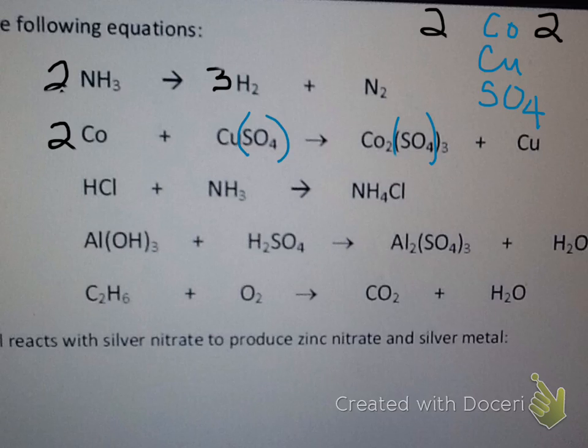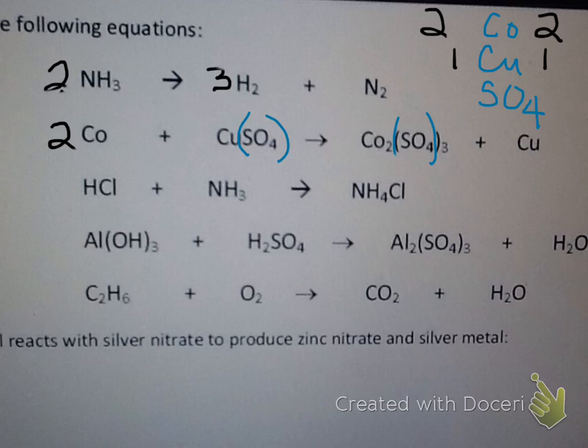Let's go to the next atom. The next atom is copper. We've got 1 copper on this side. We've got 1 copper on that side. Each side has 1 copper. It's balanced. We don't have to add any coefficients. The copper is balanced as is, the copper 2 ion.